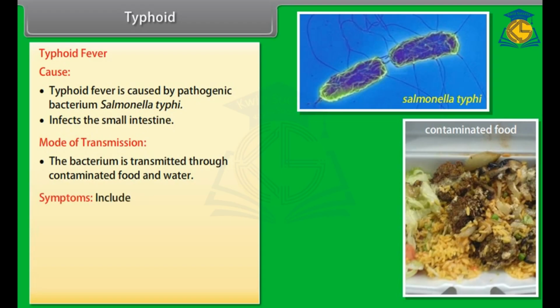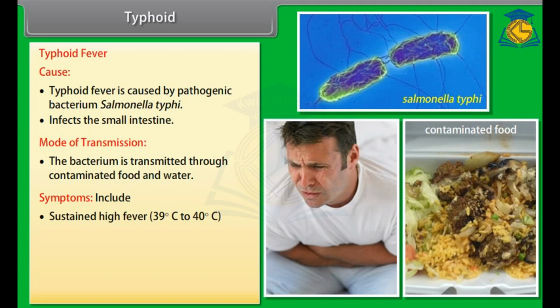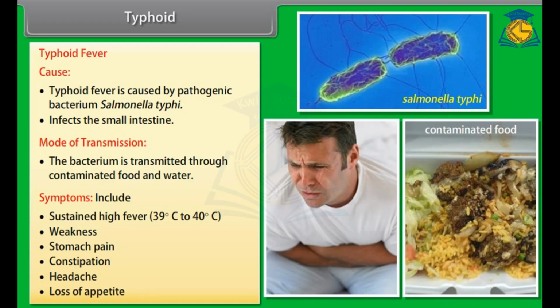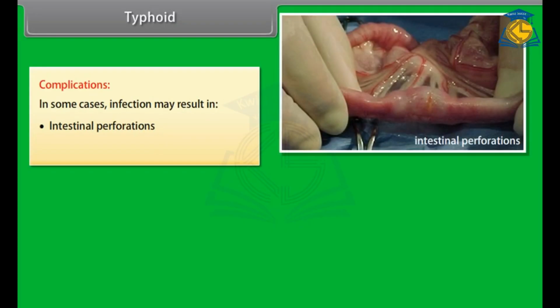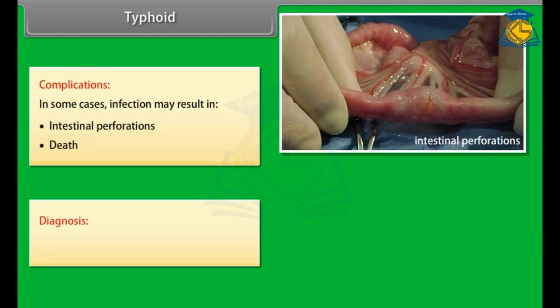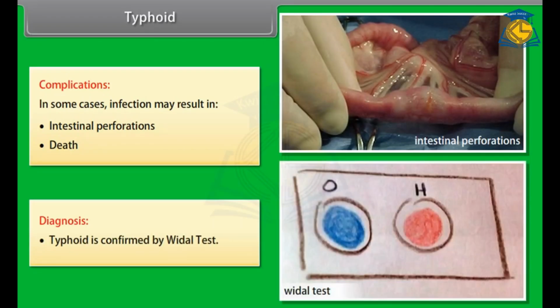Symptoms include sustained high fever of 39 to 40 degrees Celsius, weakness, stomach pain, constipation, headache, and loss of appetite. Complications. In some cases, infection may result in intestinal perforations and death. Diagnosis. Typhoid is confirmed by the Widal test.